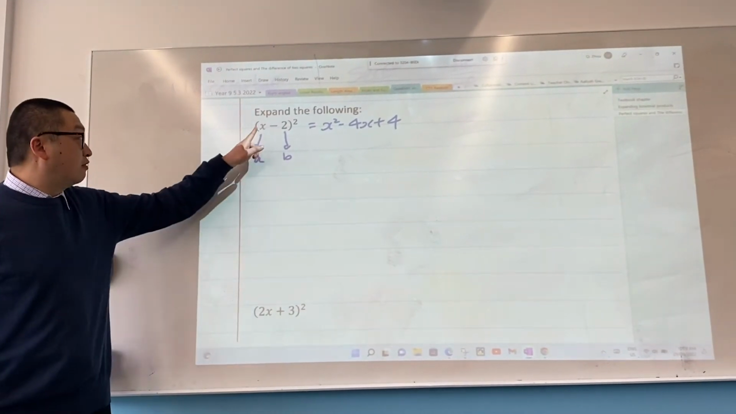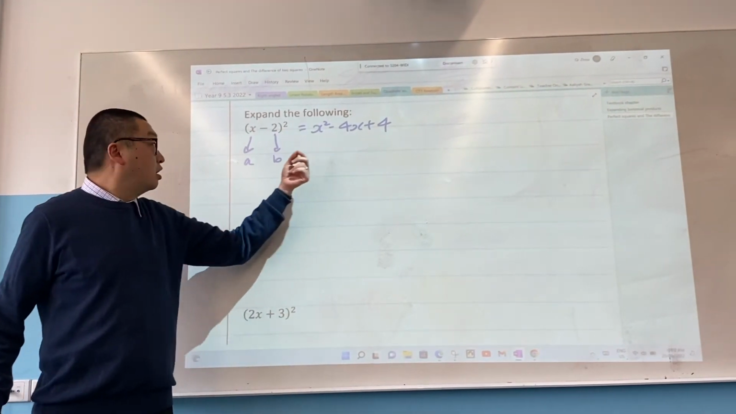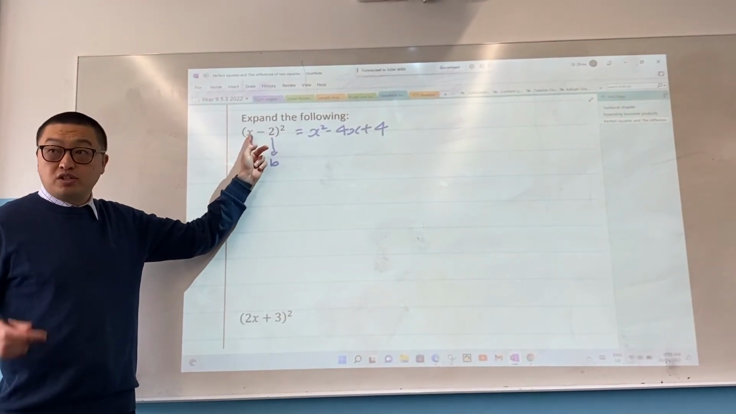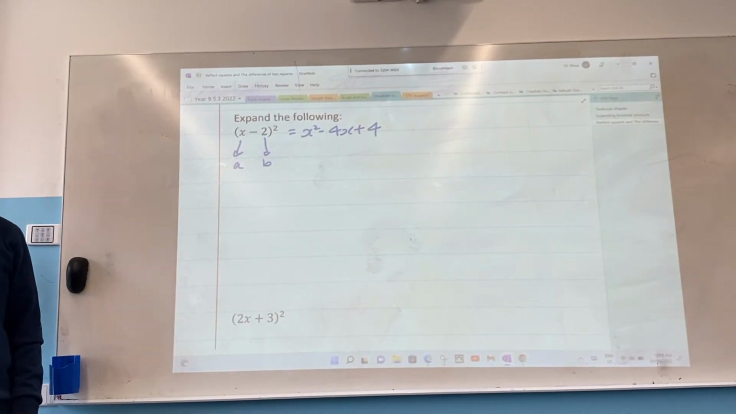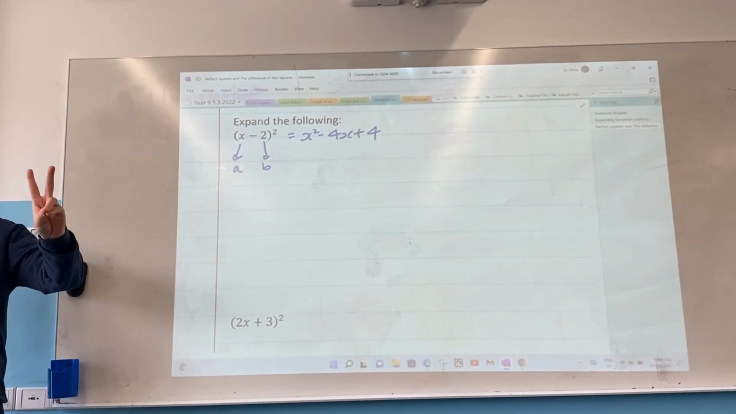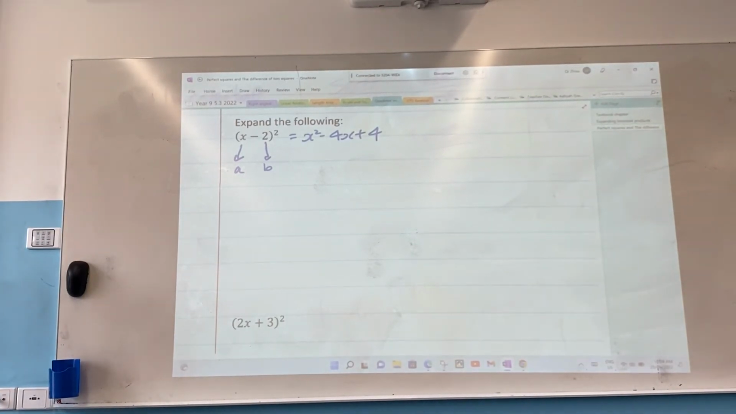What did I do? First term squared, x squared. Second term squared, 4. This times this, minus 2x. Double, minus 4x, done. You don't need to expand it one by one. 2 seconds, right? You guys agree?